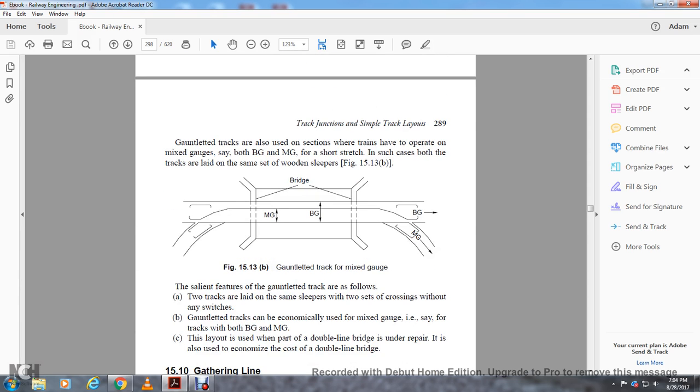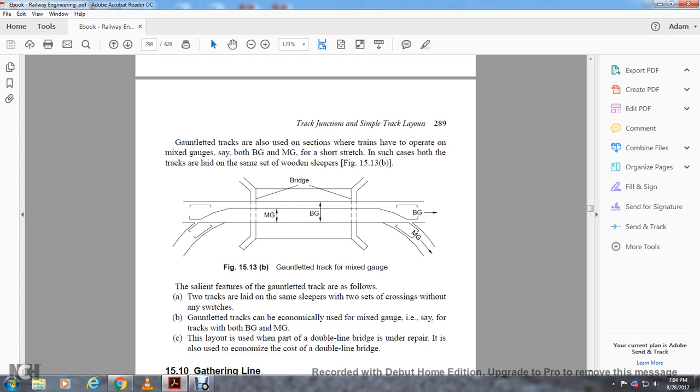Gauntleted tracks are also used in sections that operate with mixed gauge, both broad gauge and meter gauge, for a short stretch. In such cases, both tracks are laid on the same set of wooden sleepers. This shows the meter gauge and the broad gauge. The singular feature of gauntleted tracks is that two tracks are laid on the same sleepers, with two sets of crossings without any switches.